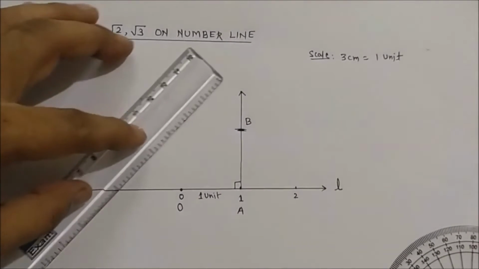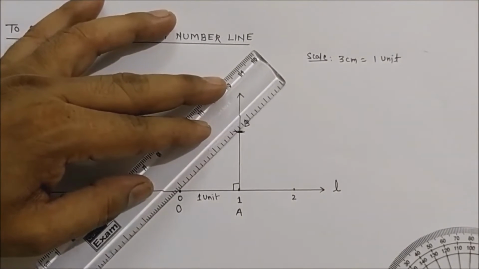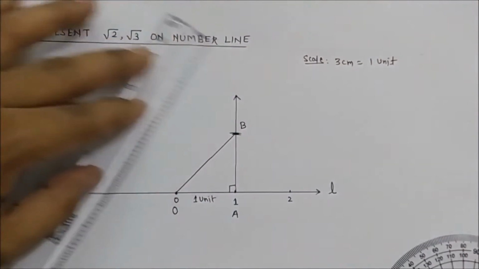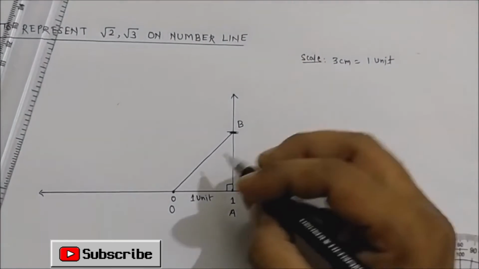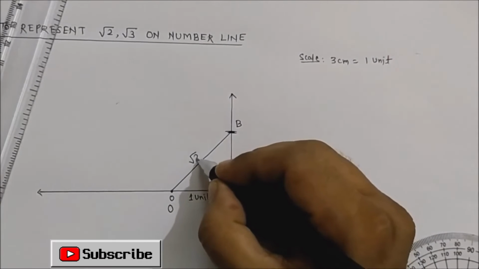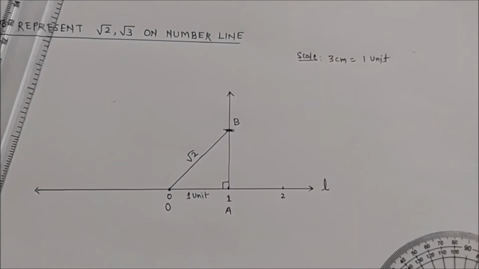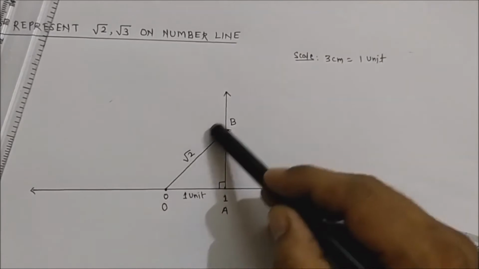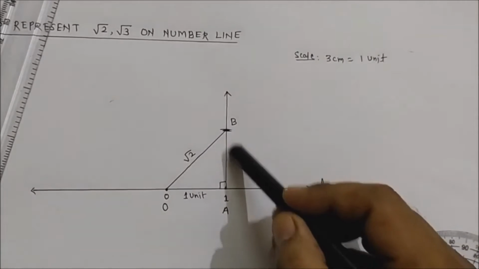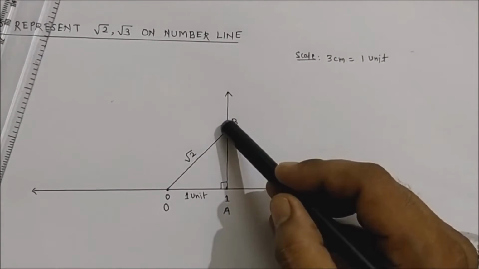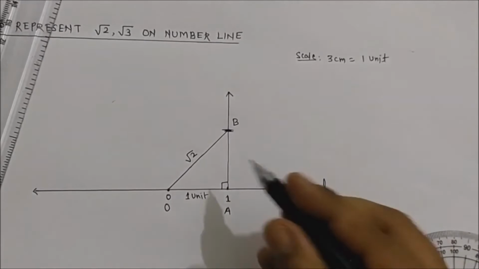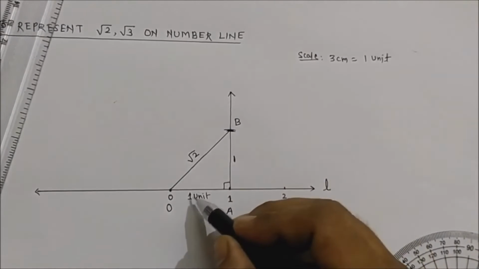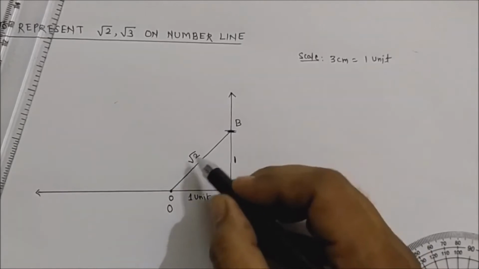Now draw segment OB. This distance is root 2, because in triangle OAB, by Pythagoras theorem, OB square equals OA square plus AB square. So OB square is 1 square plus 1 square, that is 1 plus 1, 2, and you get OB equal to root 2.